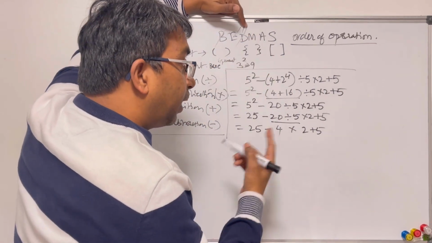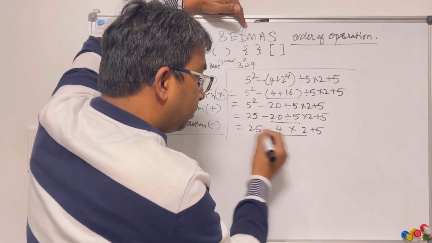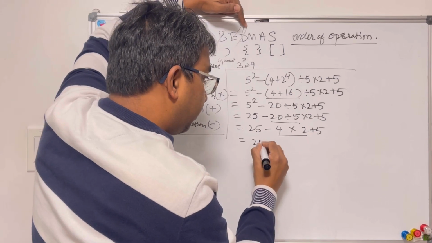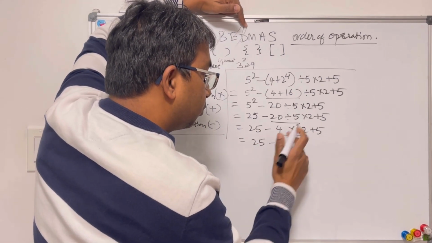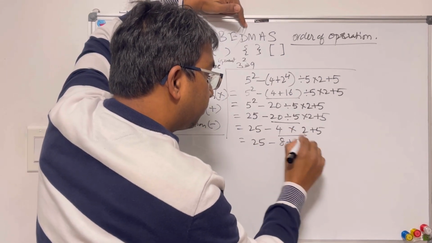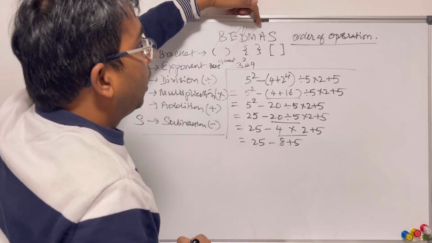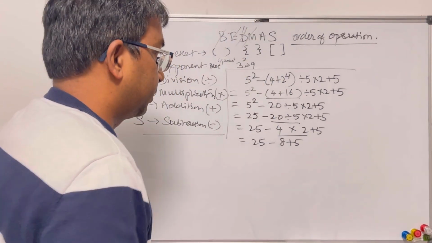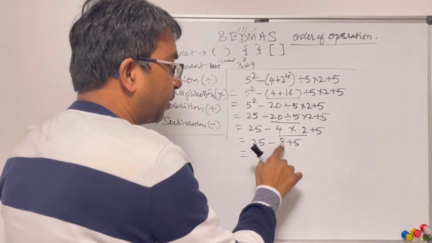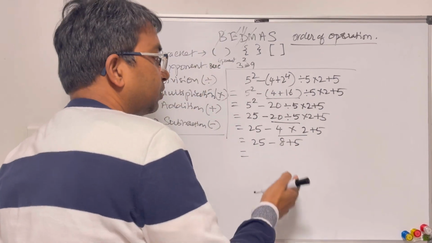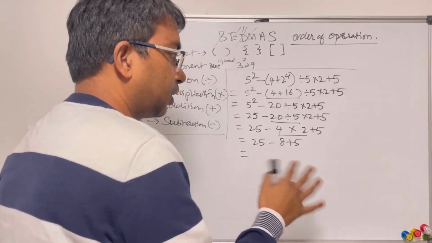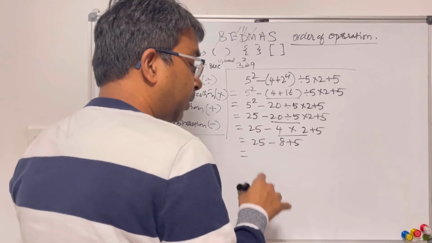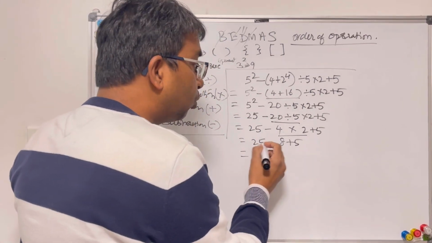What is the next? Multiply. So multiply, see, 4 and 8. Rest everything as is. Minus 4 times 8 plus 5. Multiply is gone. Now addition and subtraction. Plus and minus. I can directly do 25 minus 8 plus 5 because plus and minus, we can do operations parallelly. But the best way of doing is to do all the plus together.